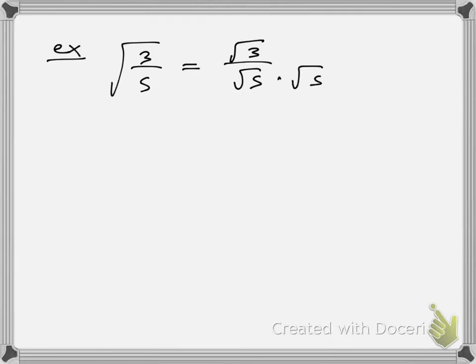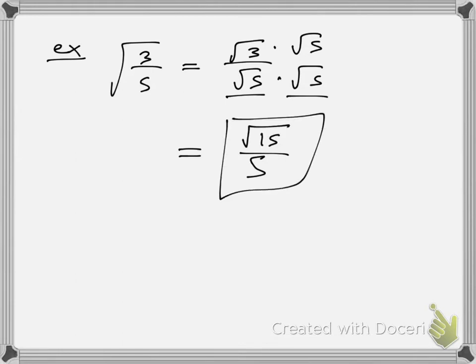If I did square root of 3 over 5, first of all, I can break that up as square root of 3 over square root of 5 by our division rule. Then I want to multiply top and bottom by that root, because that's going to turn the bottom into just a 5. And the top, square root of 3 times square root of 5, is square root of 15. So that's my final answer. I've rationalized that denominator.